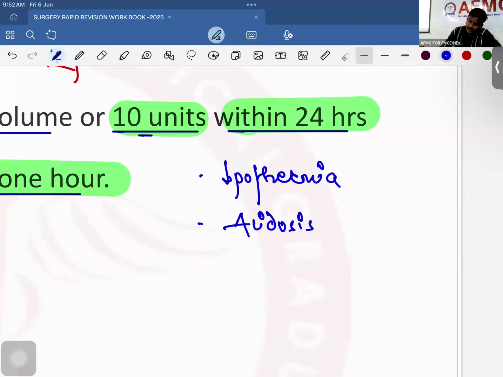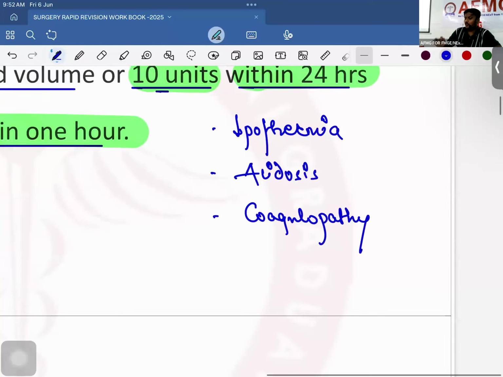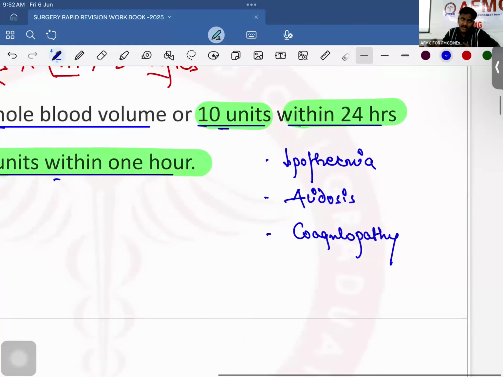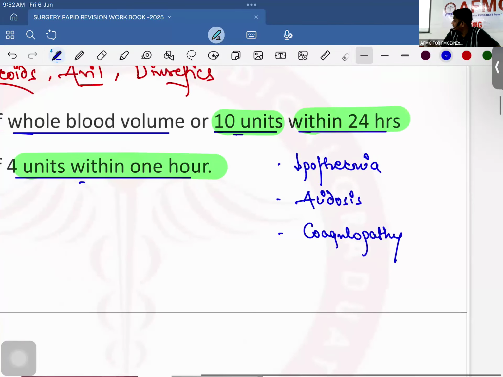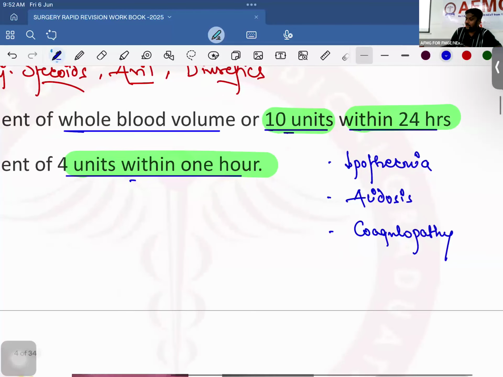And due to hypothermia and acidosis, the homeostasis of the body gets disturbed and that leads to coagulopathy. The patient continues to bleed more and more because clots do not form. That is what is important to remember. These are the three major things in the lethal triad of massive blood transfusion.